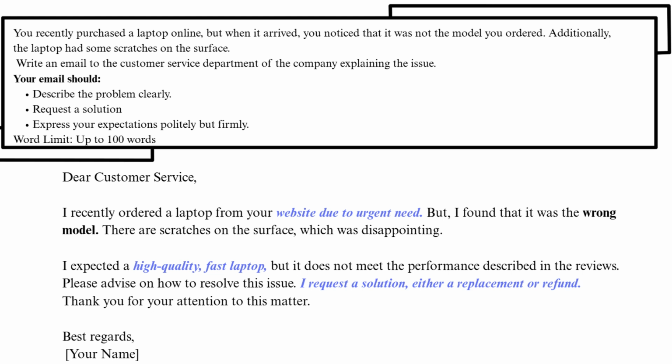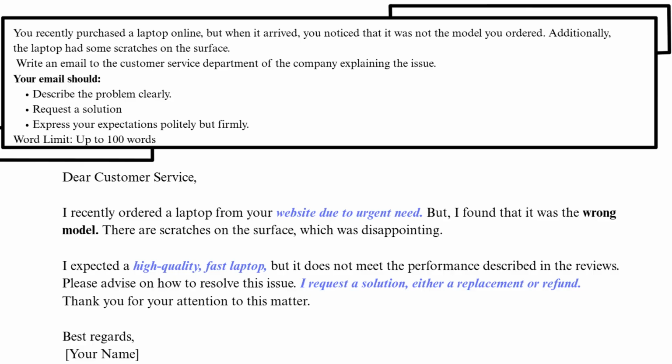They found out that it was the wrong model. Okay, that's good. There's scratches and it was disappointing. We have 1 compound sentence, but we can do better. As we go into the second paragraph, I noticed that the student included information that was completely irrelevant to the question, and that is why they lost some marks. They said it was a high-quality, fast laptop. Good, but again, not necessary. It was not mentioned in the prompt. So this is where they lost some marks.